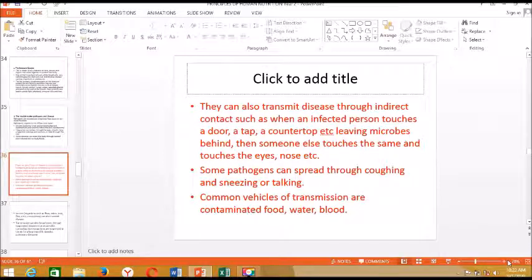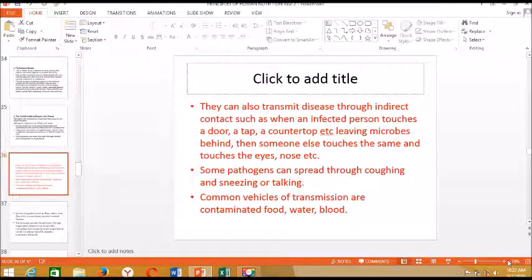They can also transmit disease through indirect contact, such as when an infected person touches a door, a tap, a countertop, etc. These microbes are left on those surfaces. And then when somebody else comes and touches the same surface, it means that person has transferred the microorganisms from that surface to their hands. And then if this person touches the eyes and the nose, it means you are transferring the germs into your body through the eyes and nose.